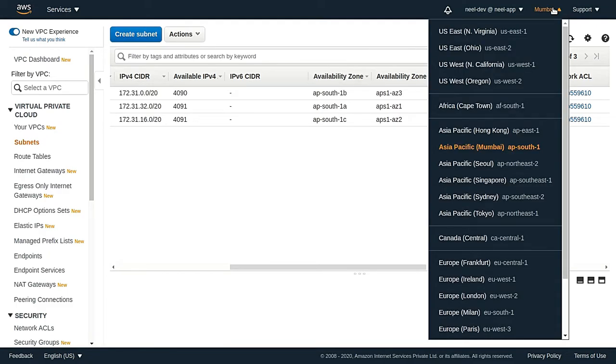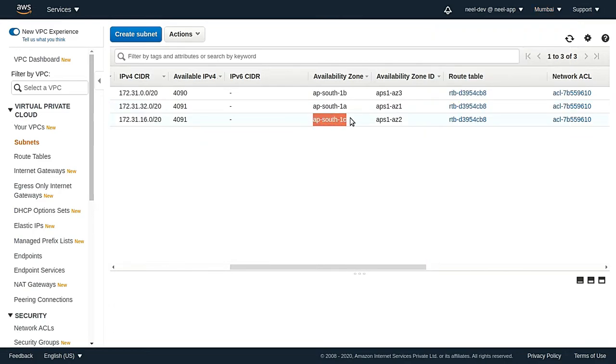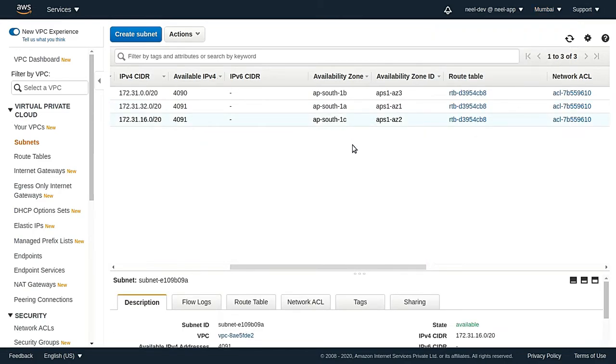I live in India, so for the region AP South 1, which represents the Mumbai region, the nearest one, this region has 3 availability zones. One is AP South 1A, the second one is AP South 1B, and the third one is AP South 1C. As we can see here, regions are identified with a number, and AZs, or availability zones, with a letter: A, B, C, D, E, F.